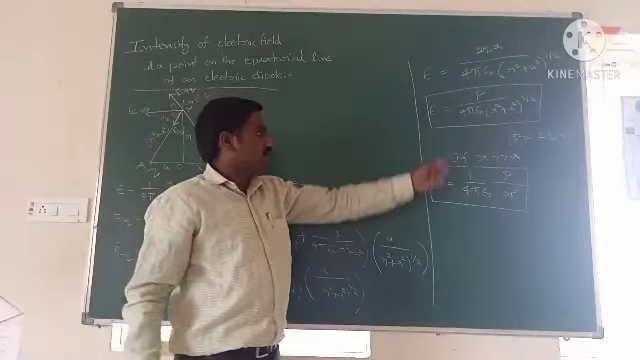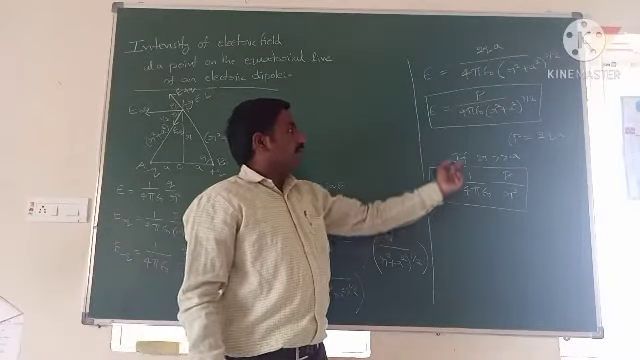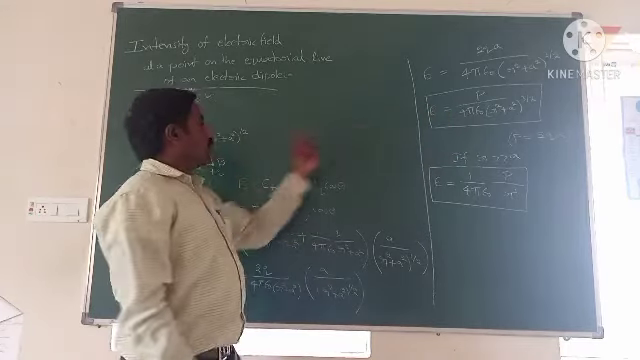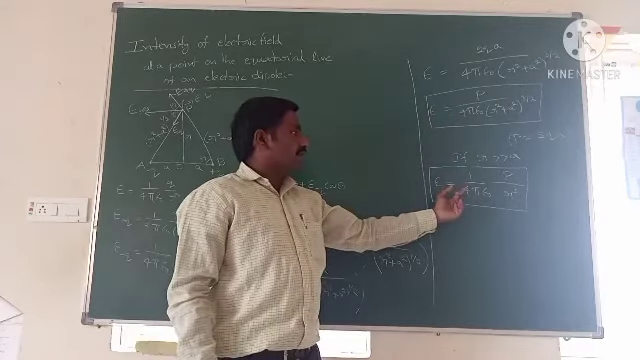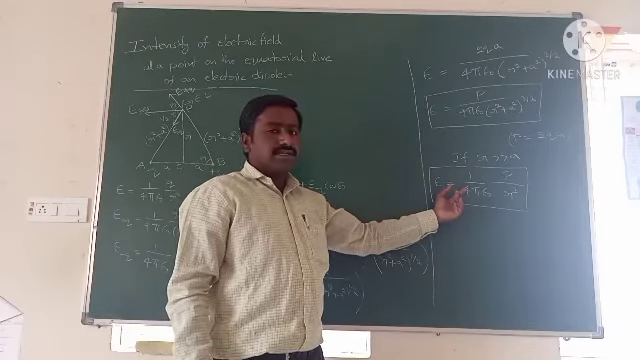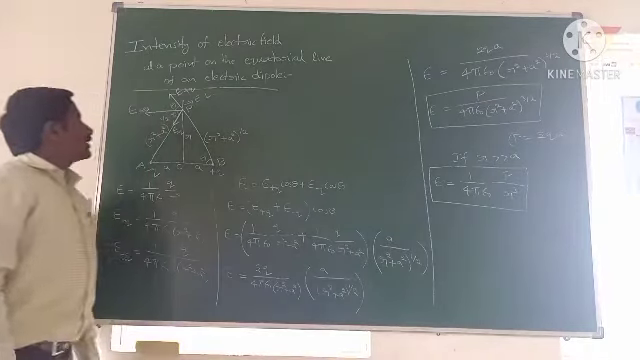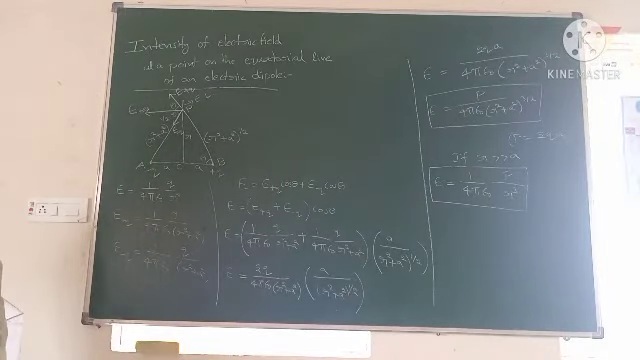So the difference between these two formulas is, this formula indicates when the point is near to the dipole, and this formula indicates when the point P is away from the dipole. So this is the intensity of electric field at a point on the equatorial line of an electric dipole.